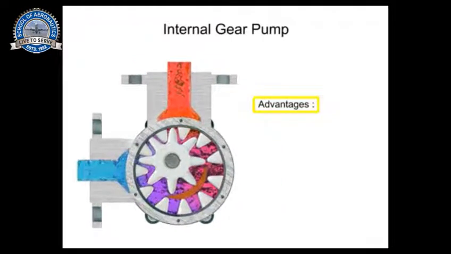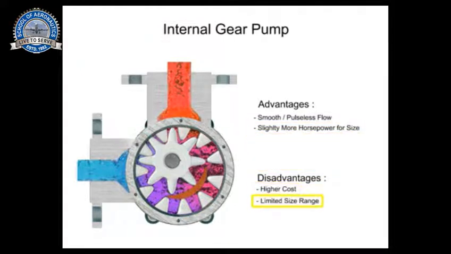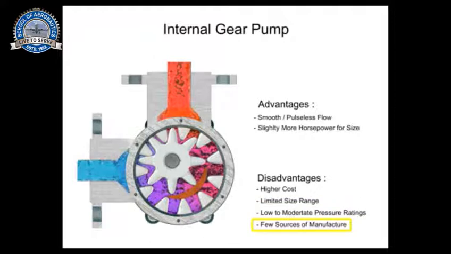Advantages of internal gear pumps are a smooth and almost pulseless flow, and slightly more horsepower for its size. Disadvantages are its higher cost, limited size range, low to moderate pressure ratings, and few sources of manufacture.